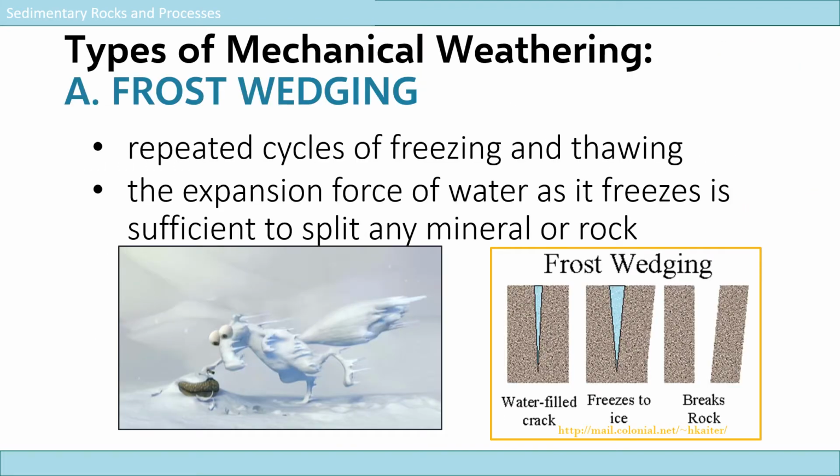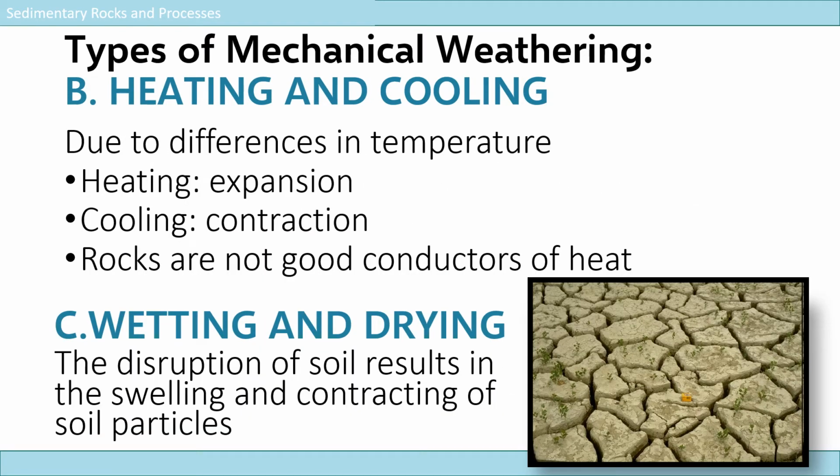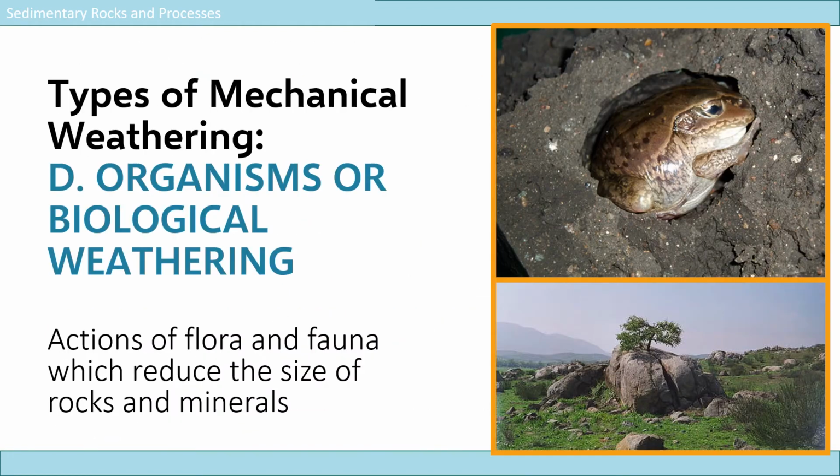So here, for example, we have frost wedging, which is a type of mechanical weathering that has repeated cycles of freezing and thawing. So you have water that fills a pre-existing crack in your rock, and as it freezes, it expands, and the repeated expansion and contraction eventually leads to the breaking of your rock. Another type of mechanical weathering is heating and cooling. Because rocks are not good conductors of heat, they expand and contract, which eventually leads to cracks in your rocks. Wetting and drying is similar, but it happens in soil, where you have swelling and contracting of your soil particles, which eventually leads to that type of weathering.